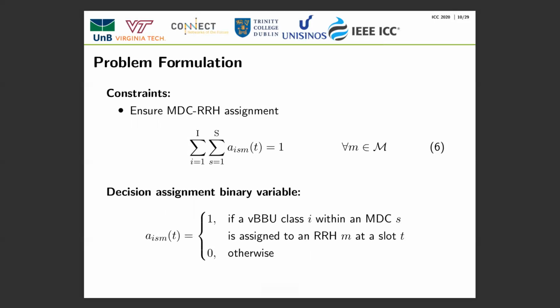The last constraint is to ensure the assignment of all RHs workloads to at least one MDC, ensuring that all the workloads in the RAN are going to be processed. So the decision variable for this optimization problem is binary. It will be equal to 1 if there is an assignment between MDC and RH, or 0 otherwise.